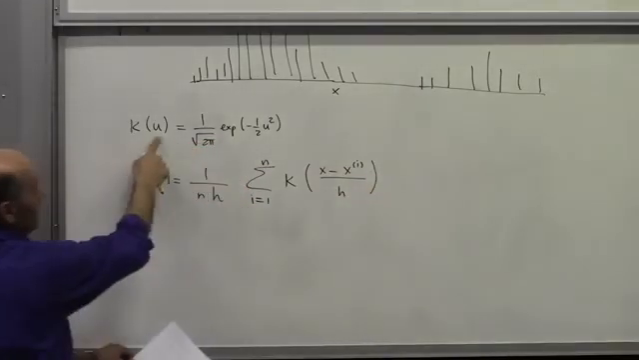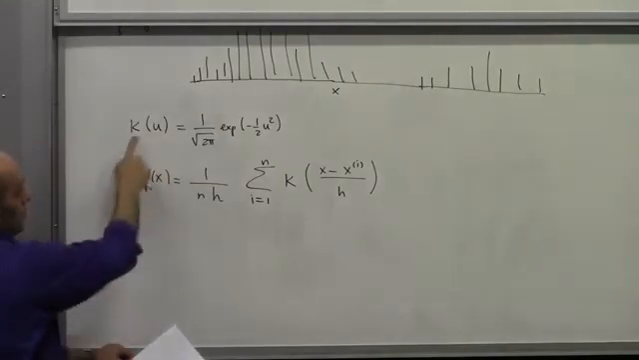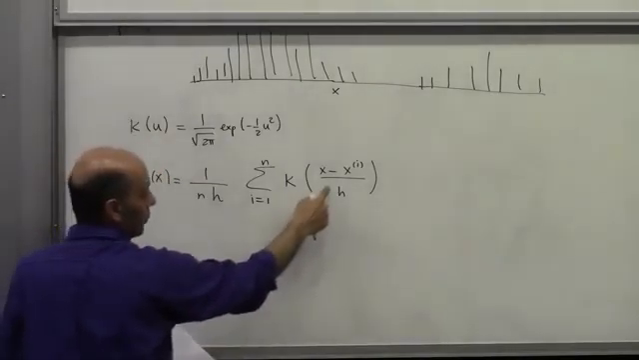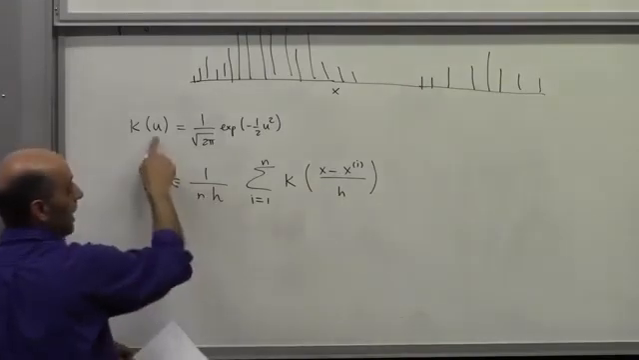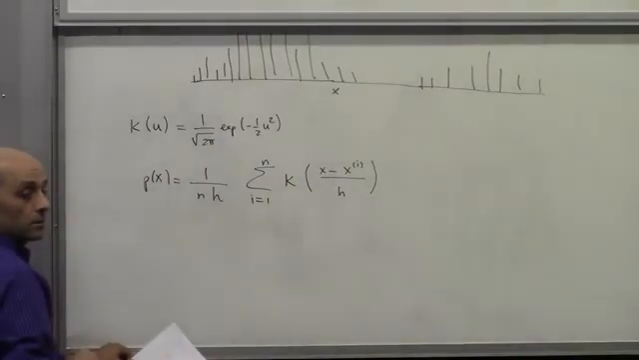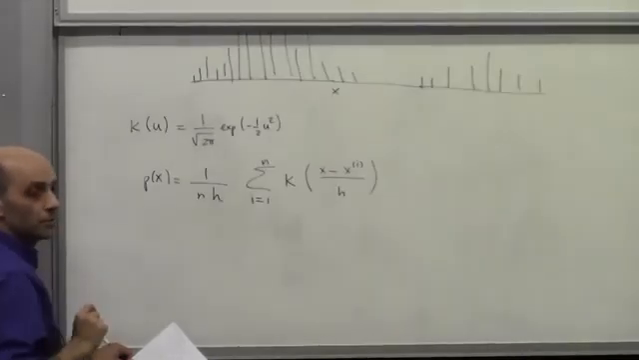So this is function of u. This is how I define u. K of u, its function is described like this. And for u, for each data point that I have, I'm going to give it this function. What is h?